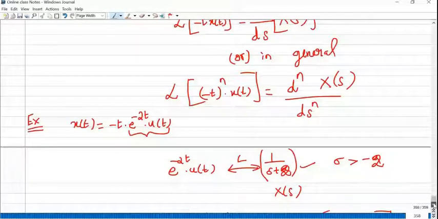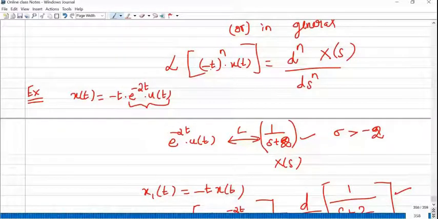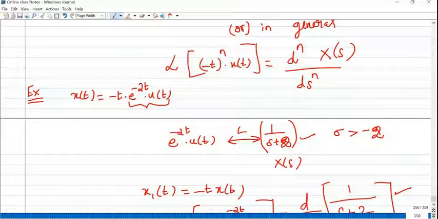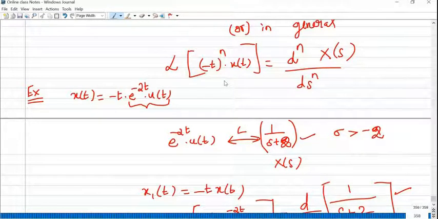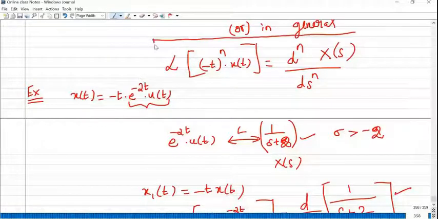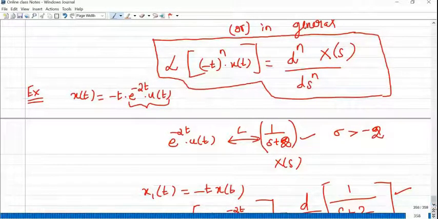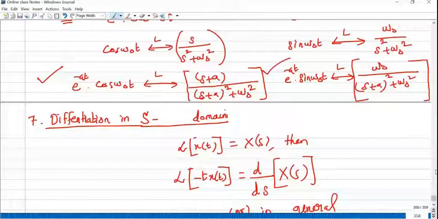Similarly, you can follow this procedure for minus t whole power n. Suppose n equal to 2, what will you get? Minus t whole square, t square, so t square x of t. Now your result is d square by ds square of x of s. So based on these general equations, you can find the Laplace transform for the given equation. Wherever t is multiplied with some function, or t square, or t cube, you can directly use this general formula by comparing your given equation with it, and easily find the Laplace transform for the given signal. So, differentiation in S domain.